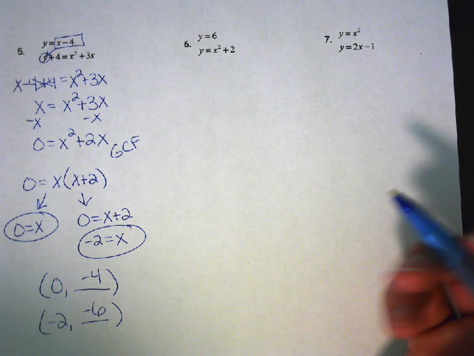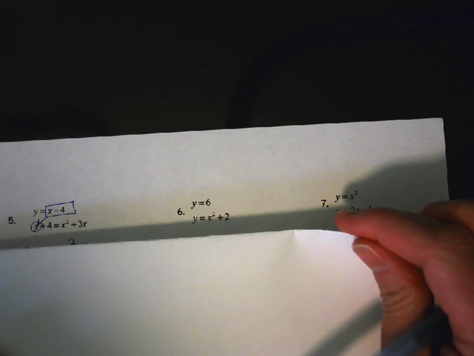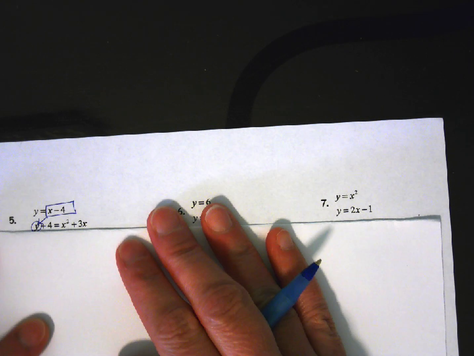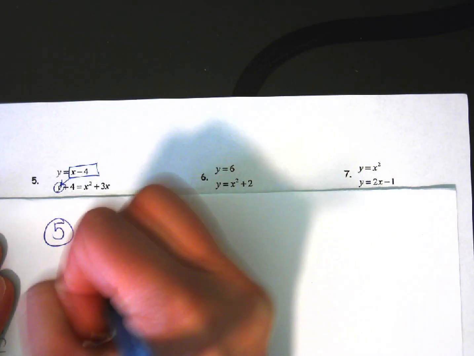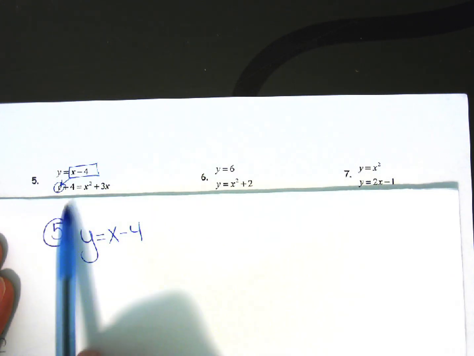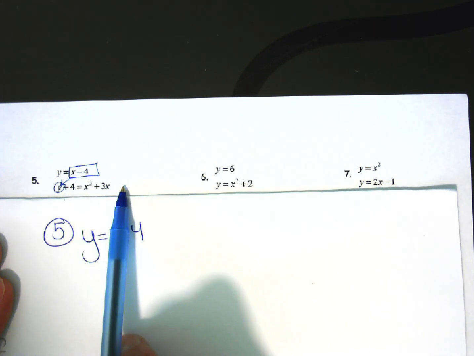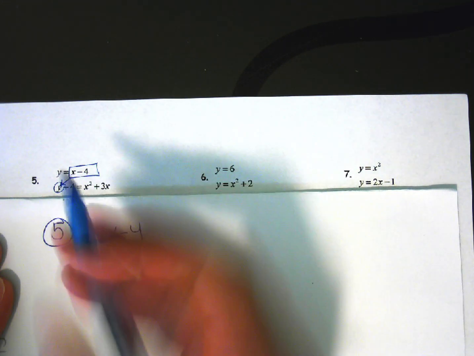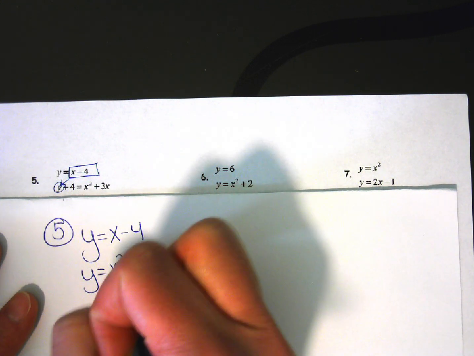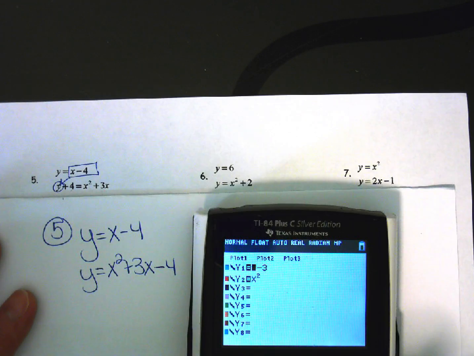Now, if you are someone who's like, nope, Mrs. Twig, I'm typing these into my graphing calculator, okay, we can do that too. The first one would be fine. So number 5, that would be fine. x minus 4, you could just simply type that one in. But in the second equation, you would have to move this 4 over here. So you'd have to subtract the 4. So you would get x squared plus 3x minus 4. And then you could go to your graphing calculator.